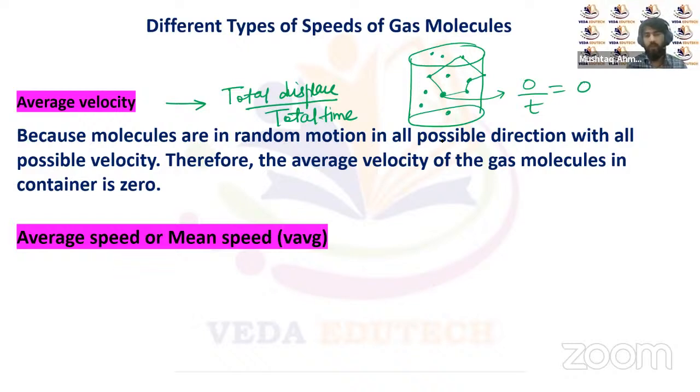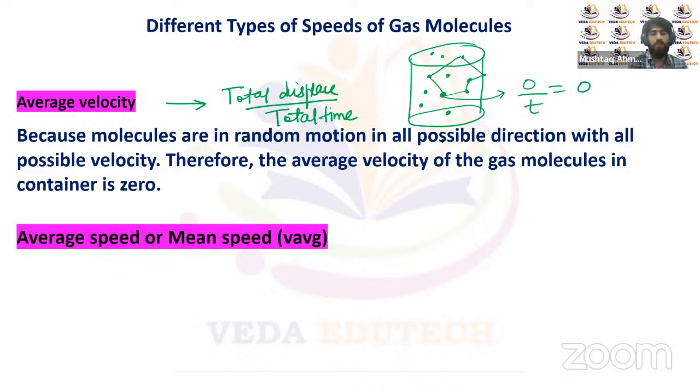That's why we say that the average velocity of gas molecules is equal to zero, because they are in random motion in all possible directions with all possible velocities, right? Therefore, we say that the average velocity of the gas molecules in a container is zero.